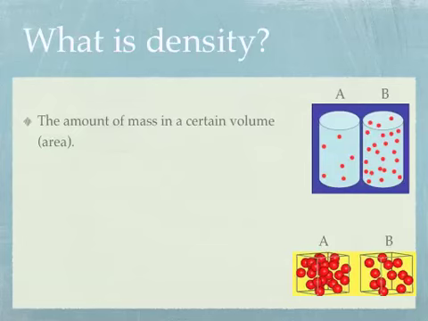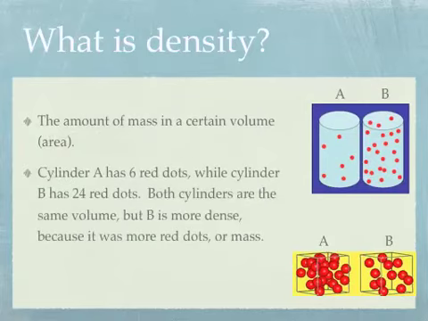We would say that B is more dense than A, or B has a higher density than A. If you were to pick it up, it's going to feel heavier because there's more mass in the same area. It's going to feel heavier than A. So cylinder A has 6 red dots, cylinder B has 24 red dots. Both of the cylinders are the same volume, but B is more dense because it has more red dots or mass.